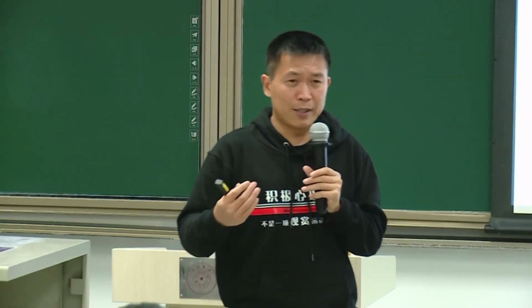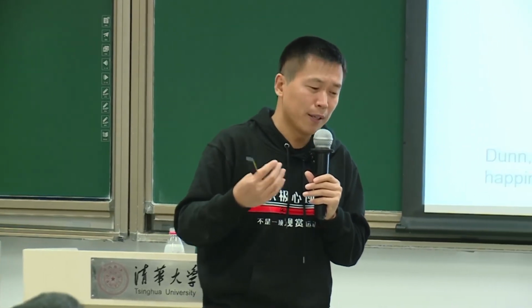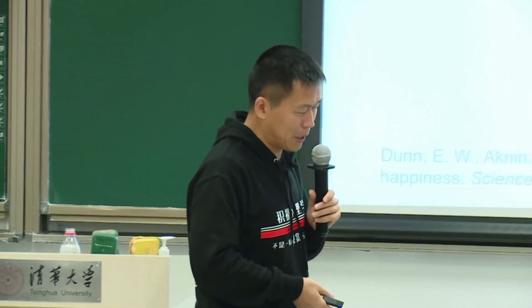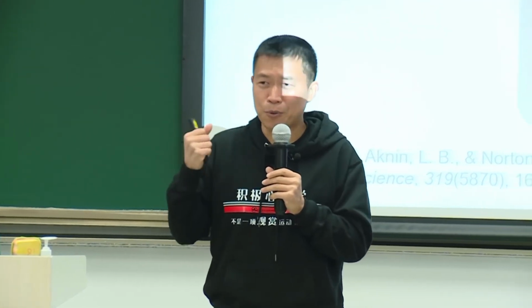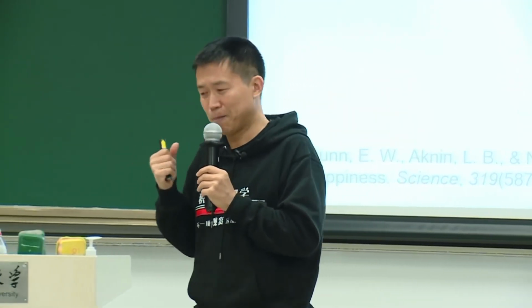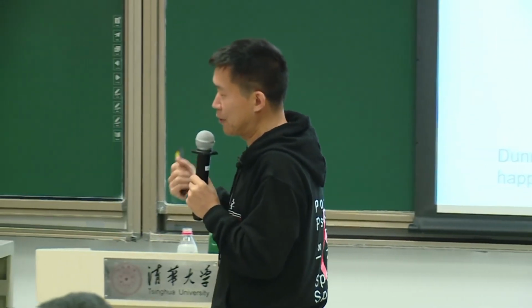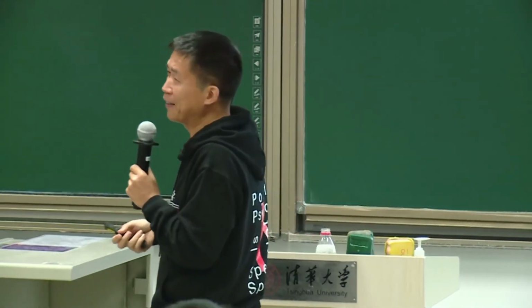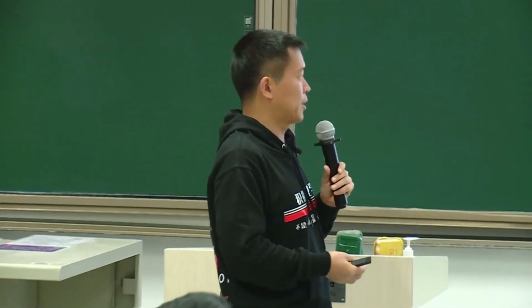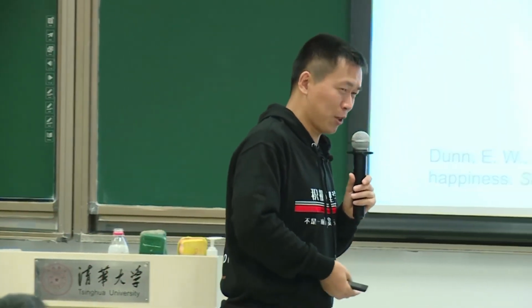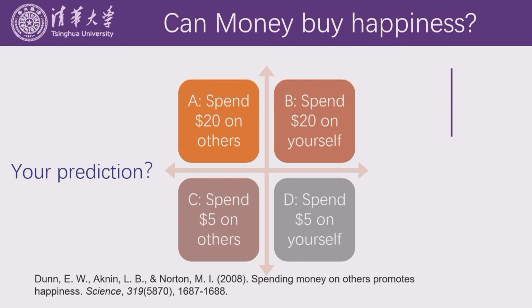So this is the relationship between happiness and money. But how can we know that money really can or cannot buy happiness? This has to be done by experiments, right? So actually, Harvard Business School did this experiment. It's very interesting. They recruited a bunch of Harvard students and divided them into two groups.